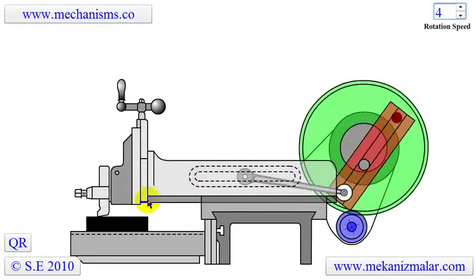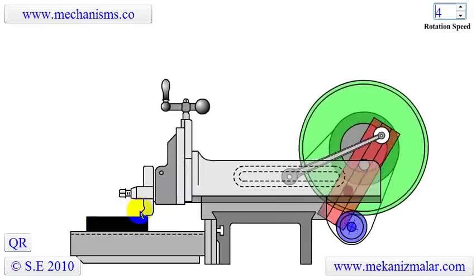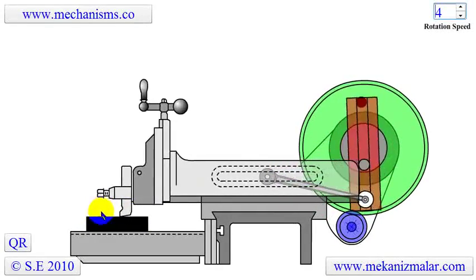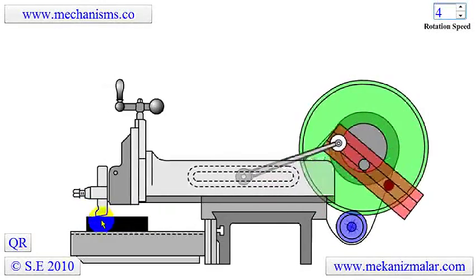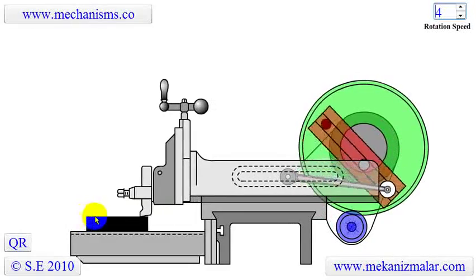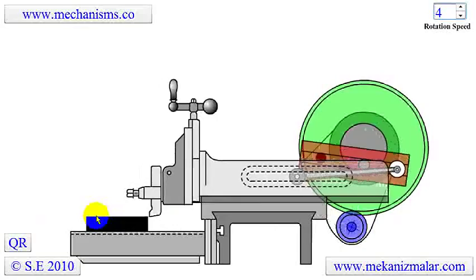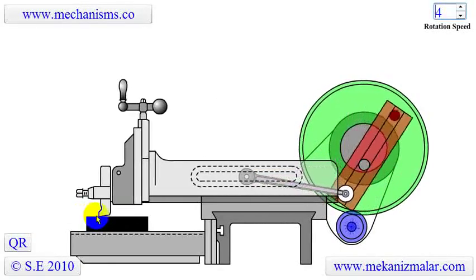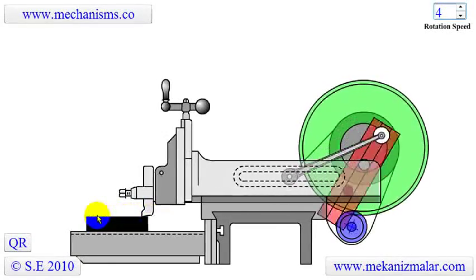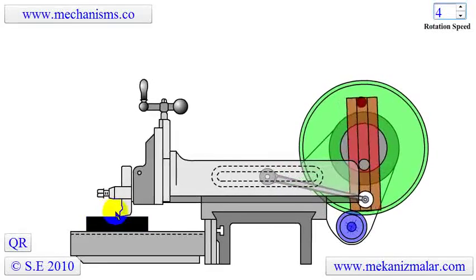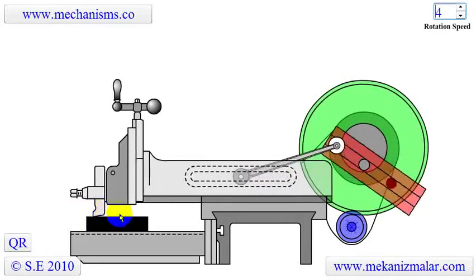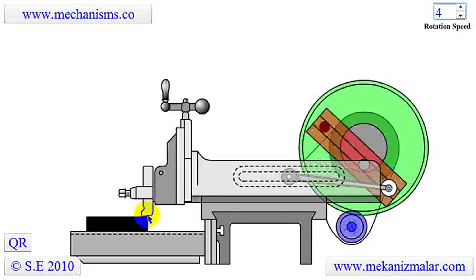A shaper operates by moving a hardened cutting tool backwards and forwards across a workpiece. On the return stroke of the ram, the tool is lifted clear of the workpiece, reducing the cutting action to one direction only. The slow forward motion of the ram is the cutting stroke, whereas the fast backward motion of the ram is the non-cutting stroke.